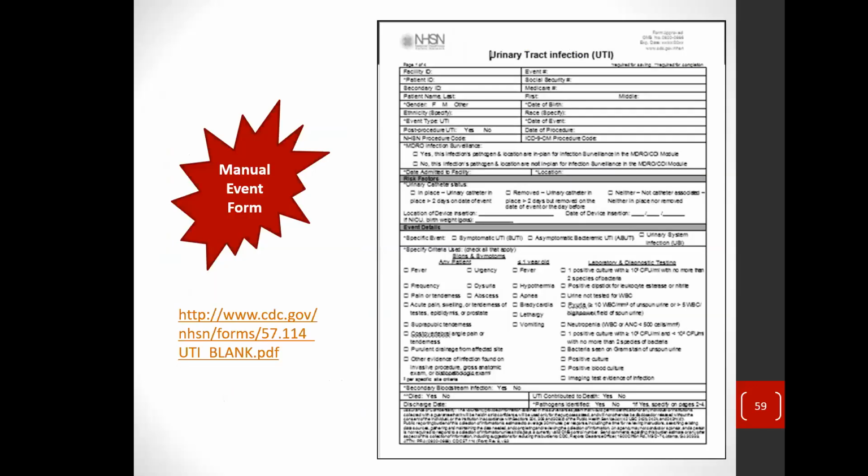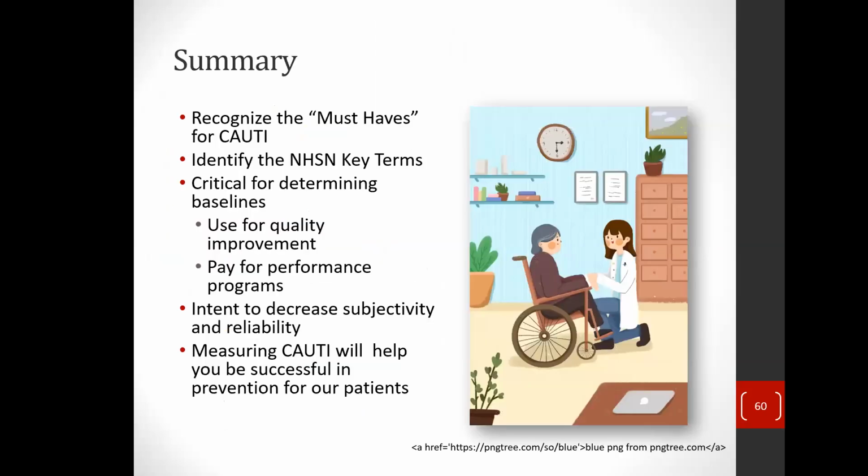I want to encourage you, if you do recognize the UTI, to use this event form for your records. This is a form that's on the website too that you don't have to make up, and that will give you a good past history of what has happened with your patients. And it's an excellent tool to take to your infection control meetings to discuss what can be done to prevent urinary tract infections. So in summary, we need to recognize the must-haves for CAUTI.